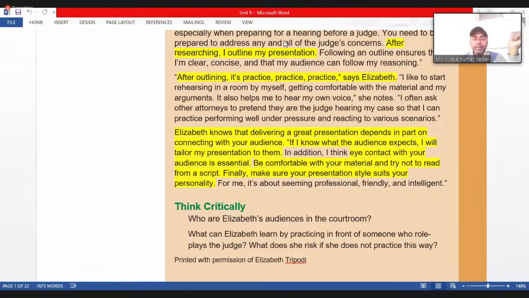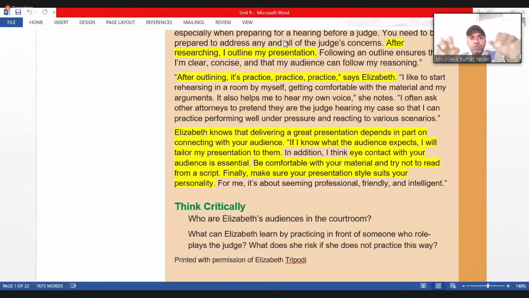Then another is gestures. Gestures indicate the mindset of the communicator. Gestures indicate the mindset of the communicator. So remember, you are going to have the presentation, and all your audiences are your listeners.